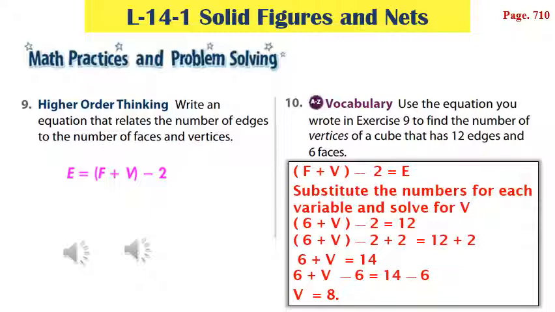Very good. F plus V, minus 2 equals E. Substitute the numbers for each variable and solve for V. 6 plus V, minus 2 equals 12. 6 plus V, minus 2 plus 2 equals 12 plus 2. 6 plus V equals 14. V equals 8. Great. So, the cube has 8.